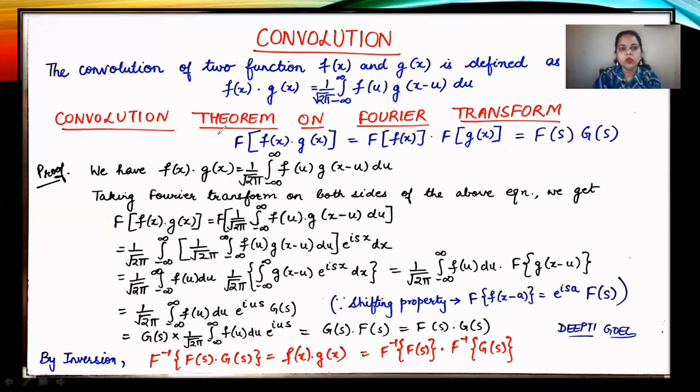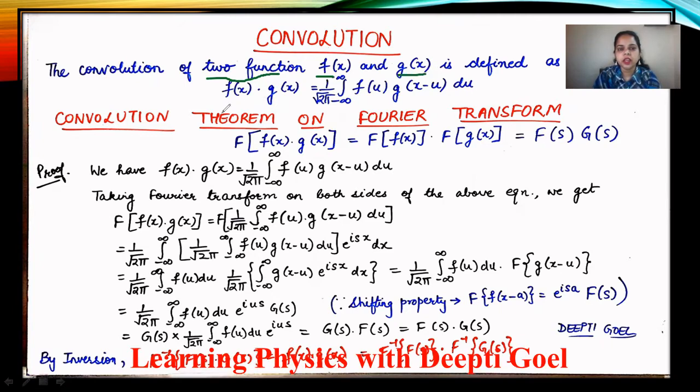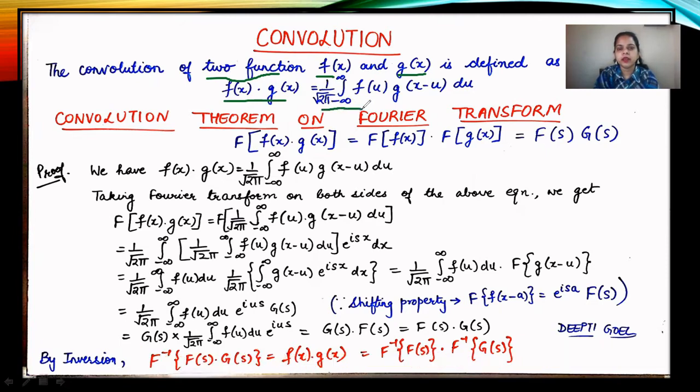As we know, the convolution means that the two functions are being multiplied. So the multiplication of the two functions, or the convolution of the two functions, where the functions are defined by f of x and g of x, is defined by a function which is represented as 1 by root 2 pi integral from minus infinity to infinity f of u into g of x minus u into du. So this is the convolution of the two functions f of x and g of x.